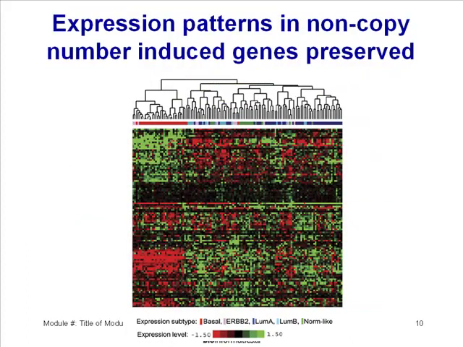Okay. So then, finally, there's this plot here, which shows that if you take the copy number out, so you take the non-induced copy number, actually the subtypes are still somewhat preserved. So basically, adding copy number helps to split, but even without it, we still recover the subtypes. Okay.